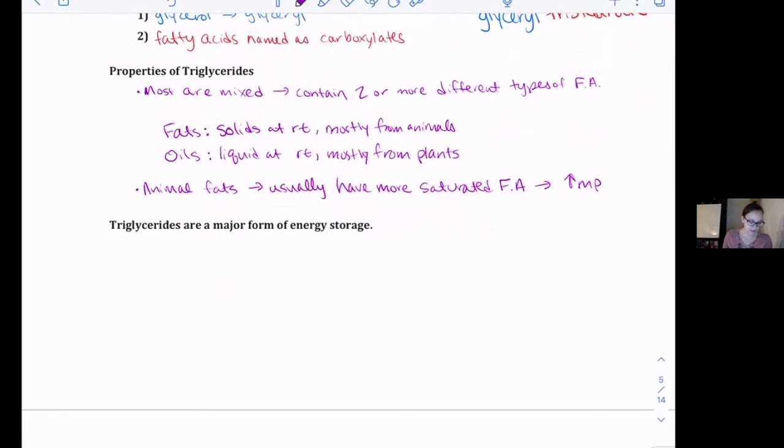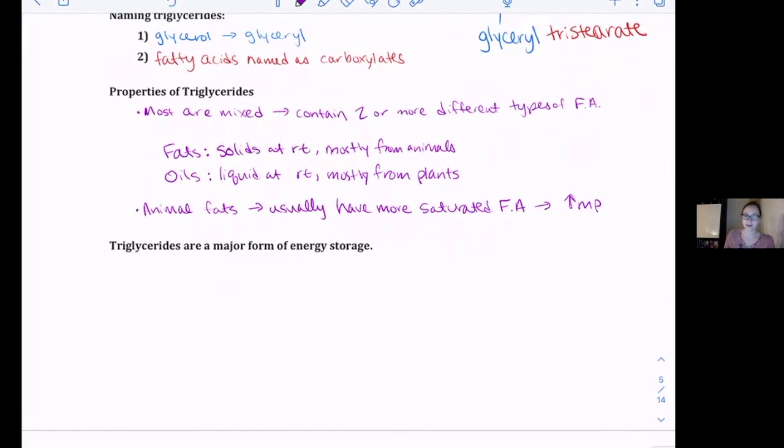And lastly, triglycerides are a major form of energy storage. For our body, using up these fat molecules is really important for energy. But another type of animal that it's really important for is hibernation.